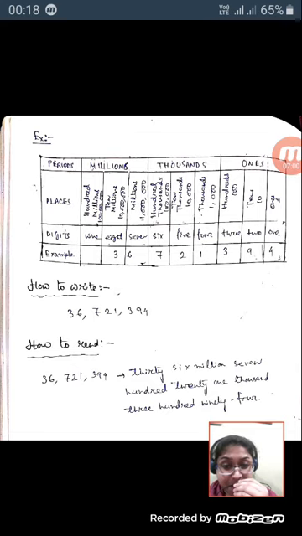Just follow the table and arrange the numbers accordingly and write the number according to the position.